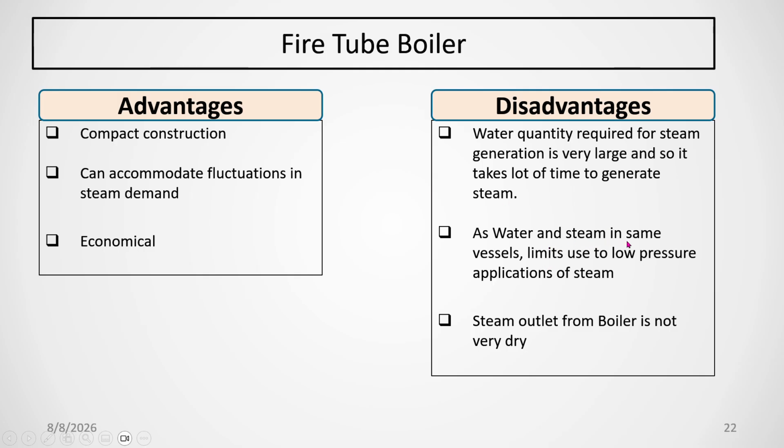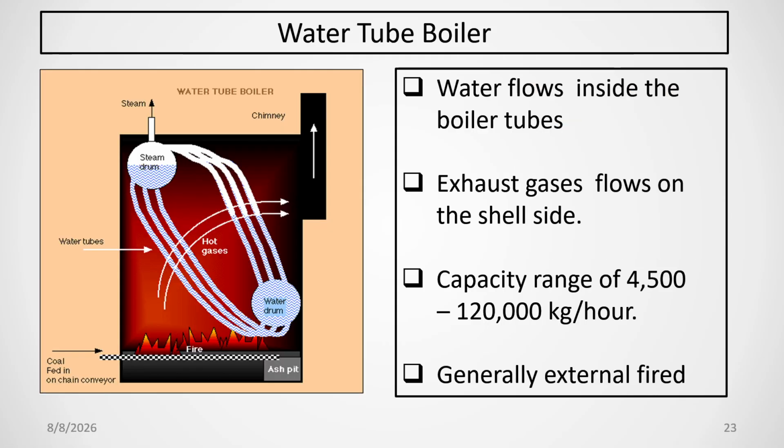It will take a long time to generate steam. Also, water and steam are in the same vessel, which limits use to low pressure applications only, because for high pressure, high thickness material will be required, and that is not possible. And the steam outlet from the boiler cannot be very dry, because water is also there, so the steam outlet from the drum will not be very dry.